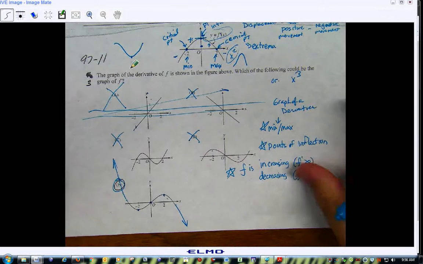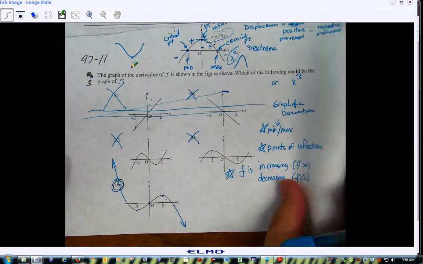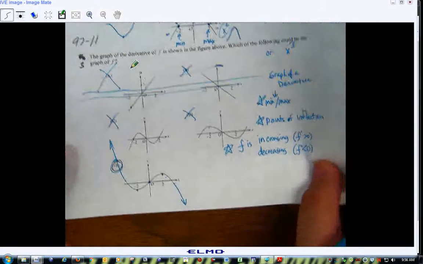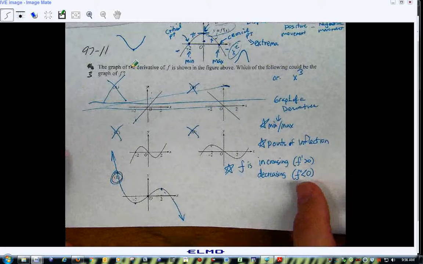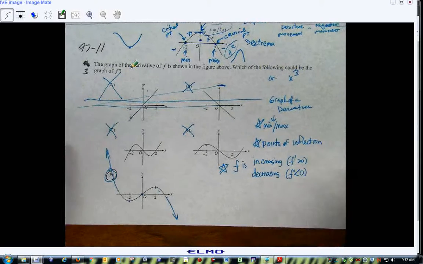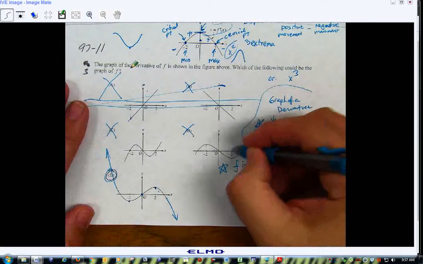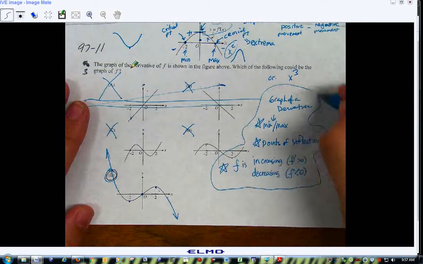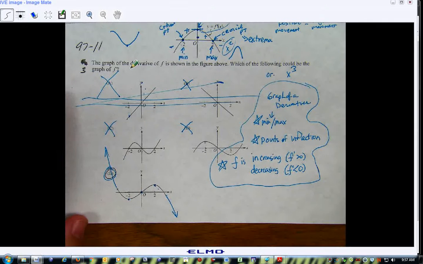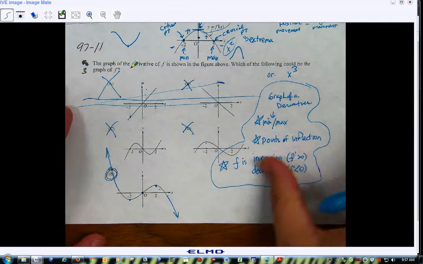We're good? We're okay with that one? I cannot stress enough, if you're looking at a graph, you want to look at the ideas of a graph. And I'm going to hit that more and more as we go. Oh boy. All right, here's our graph.